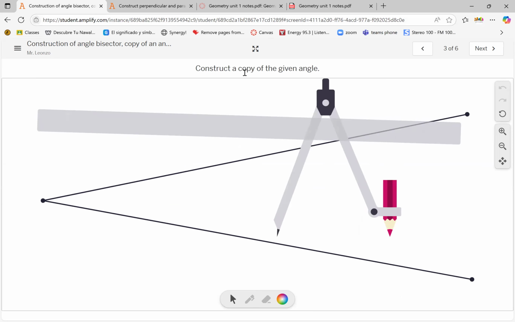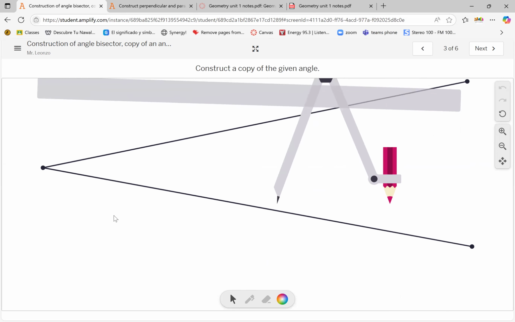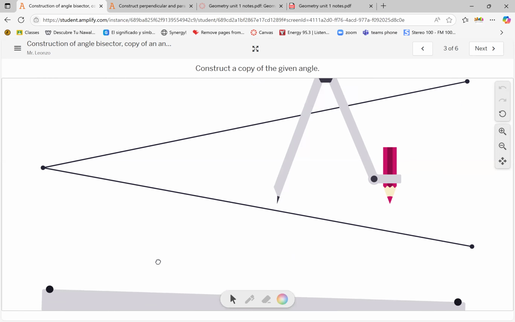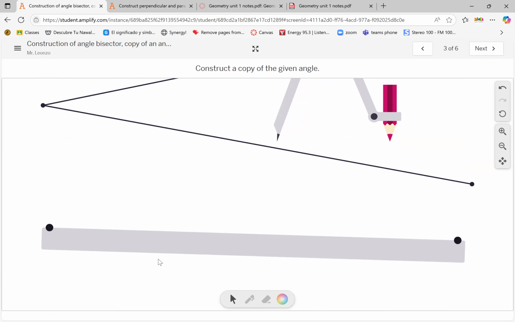It says construct a copy of the given angle. Okay, so I need to copy this angle. And I'm talking about the aperture here. I don't care about the length of the sides. So I need to copy the aperture of the angle. The first thing I'm going to do is pretty simple. I'm just going to draw a line segment. So I'm going to copy my angle down here.